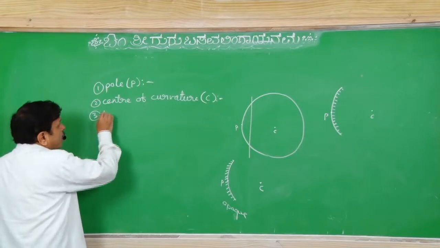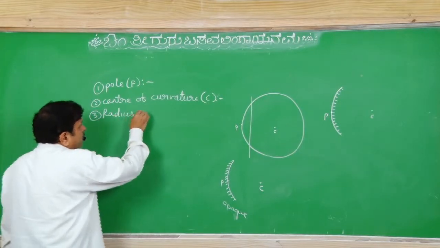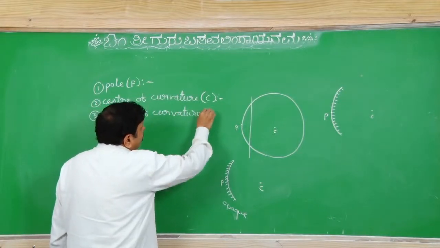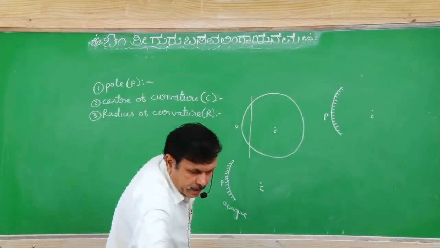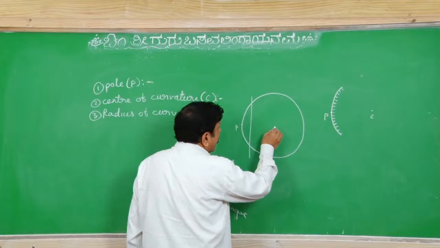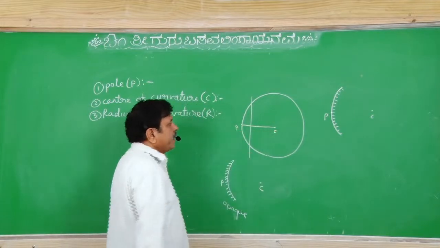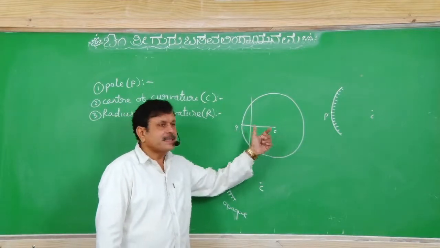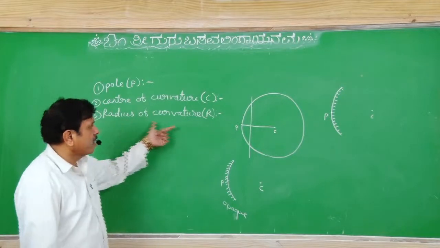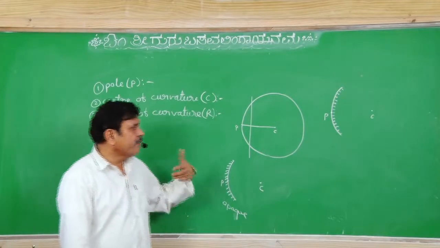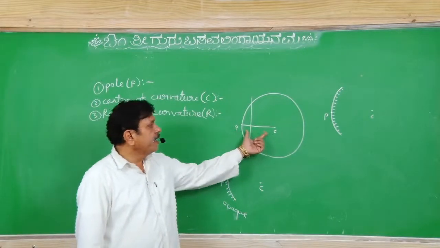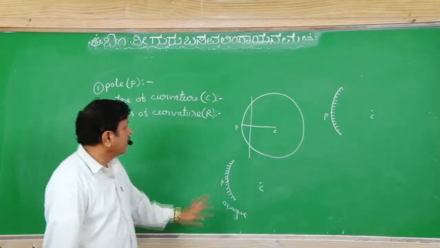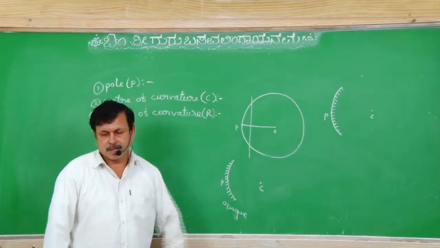Then the third one is radius of curvature. We can define this in two ways. If we join a line from here to here, we get one distance. This is nothing but the radius. So the distance between the pole and the center of curvature is called the radius of curvature. That is one definition. Otherwise, we can say the radius of the spherical surface of which the spherical mirror is a part is called the radius of curvature.